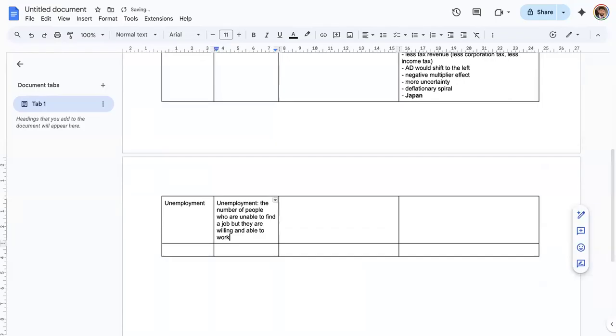It's not one you really have to know that you're going to use much, but it's never harmful to know the word for word definition. It's just the people who are unable to find a job, but they are willing and able to work. Basically, we're not counting those who are either students or those who are retired because they're not willing and able to work. They don't need a job or want a job. But everyone else who's looking for a job but can't find one, they count as unemployed.